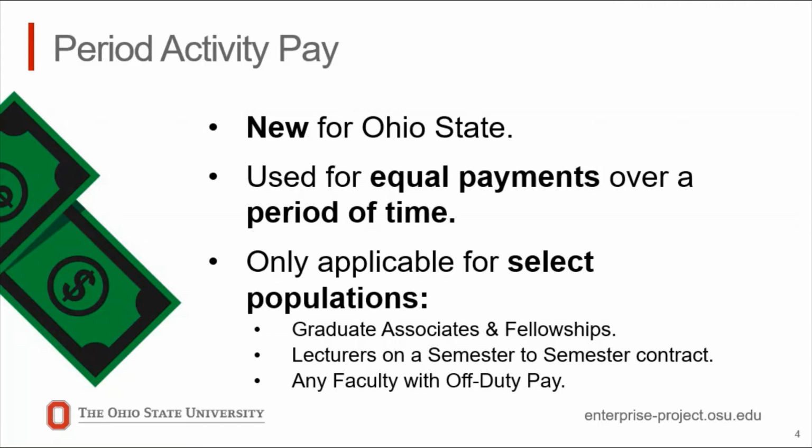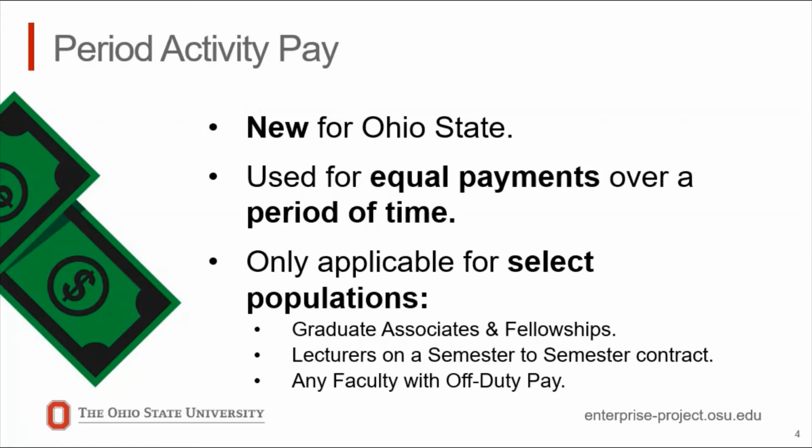Period activity pay enables you to pay certain types of employees for fixed-term activities. It is used for equal payments over a specified period of time. When assigning a worker period activity pay, only specific activities can be chosen. Pay amount, date ranges, and costing will also need to be assigned. Period activity pay may be assigned throughout the life cycle of a worker.